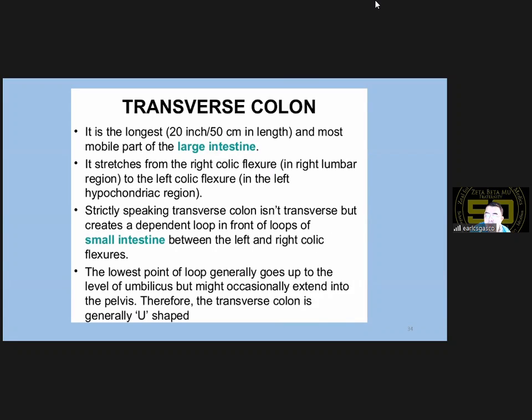Now, after the hepatic flexure, we go to the transverse colon, which is about 20 inches in length. It is the most mobile part of the large intestine. It stretches from the right colic flexure to the left colic flexure. Strictly speaking, the transverse colon isn't completely transverse. There's a dependent loop in the middle part, which may reach up to the level of the umbilicus, so it's a misnomer. It's actually more U-shaped.